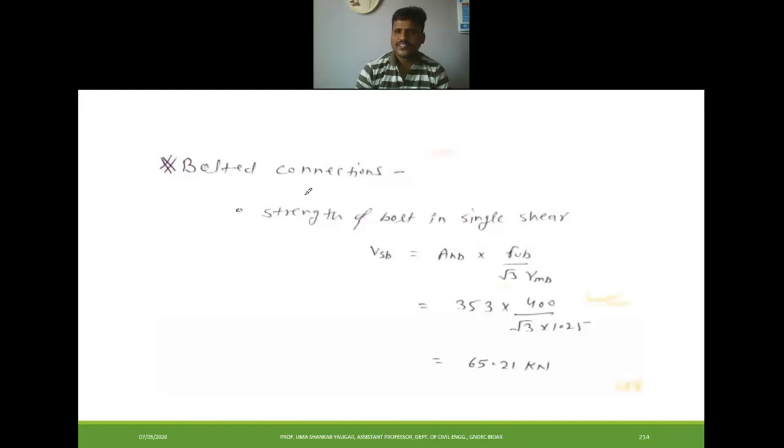Now the bolted connection. As it is a single shear, strength of the bolt in single shear. Here he has taken n_n as 1, therefore you will get 0.78 into fub divided by square root of 3 into gamma mb. You know how to calculate this. Here you are getting shear strength of the bolt in single shear as 65.21 kilonewton.